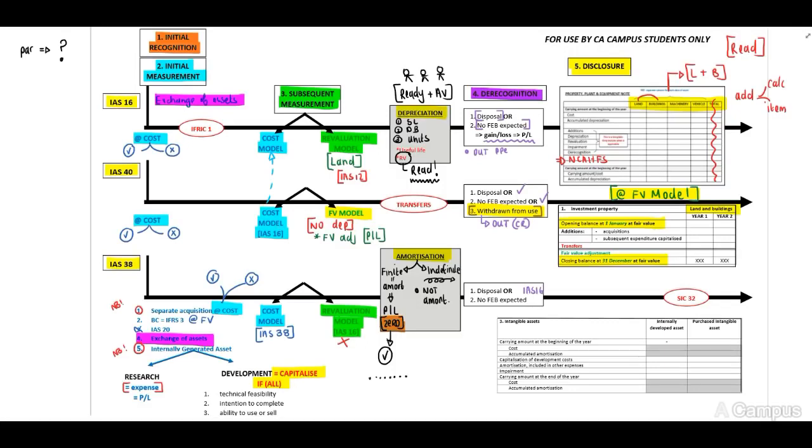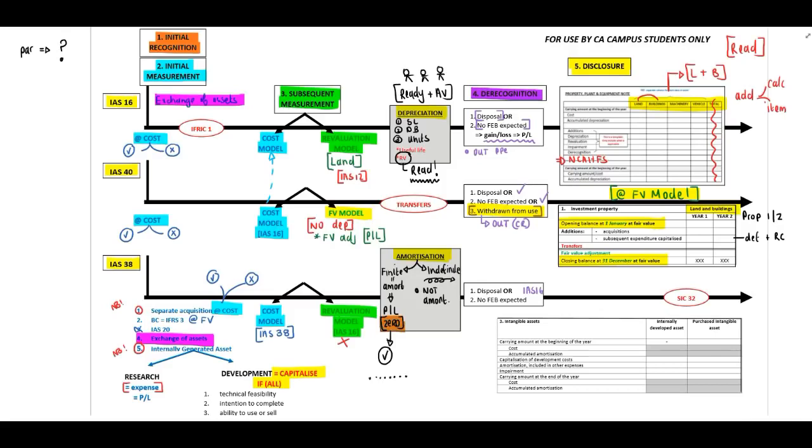They will normally indicate to you that you will have property 1 or property 2 or property A or B, or they will do this per region and so forth. Then you will have a line item additions with your acquisitions or subsequent expenditure capitalized. Remember, you can only capitalize your subsequent expenditure when it meets the definition and the recognition criteria. And important transfers, which we will touch on, and your fair value adjustments.